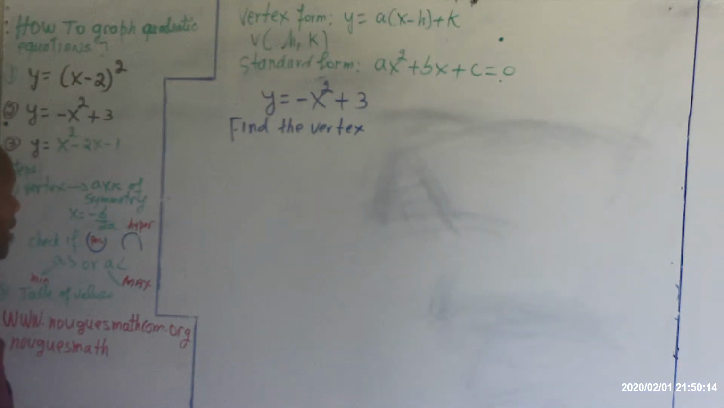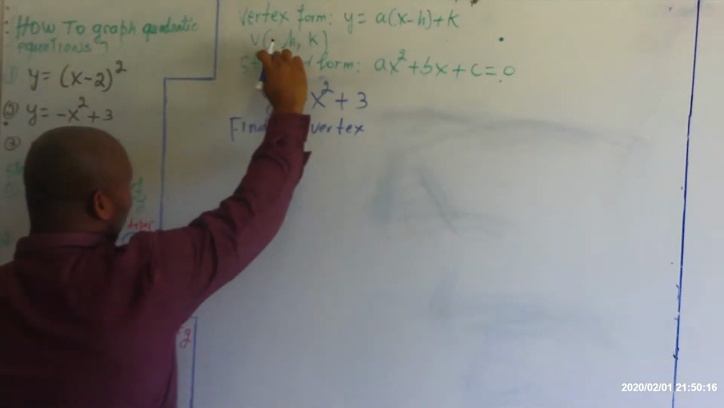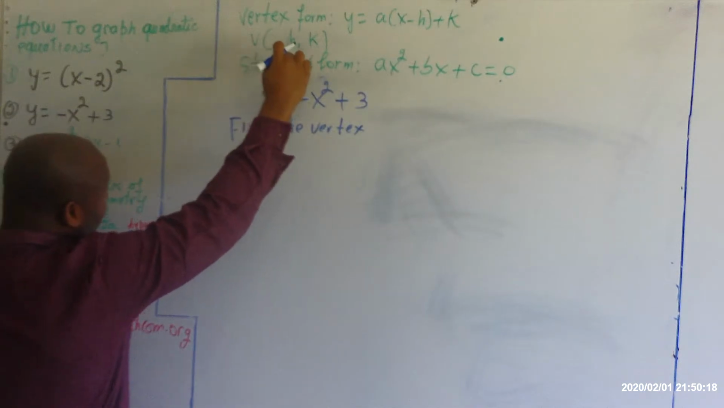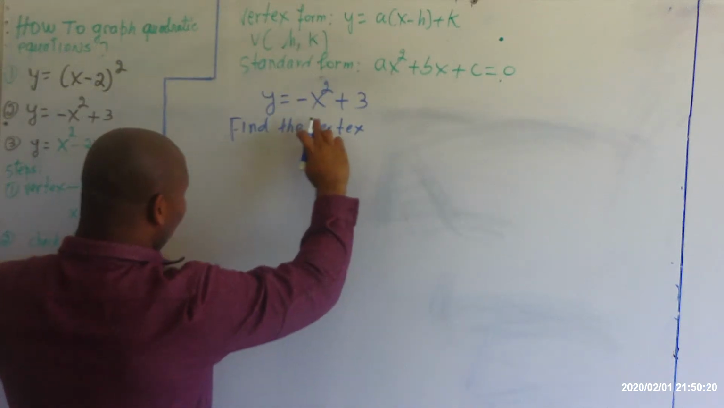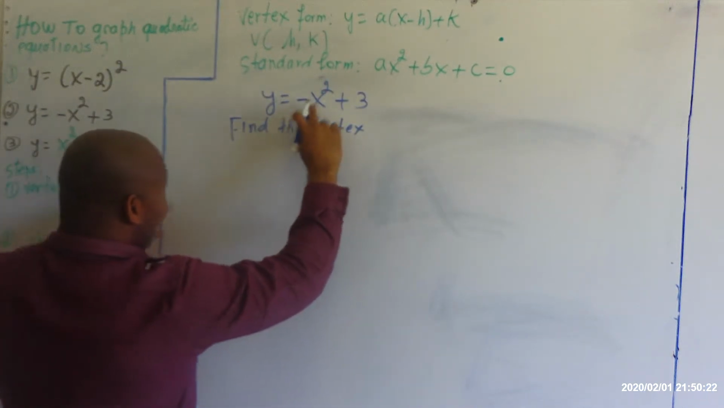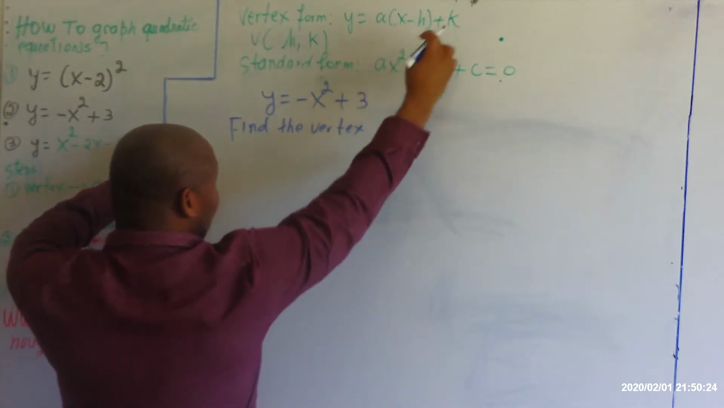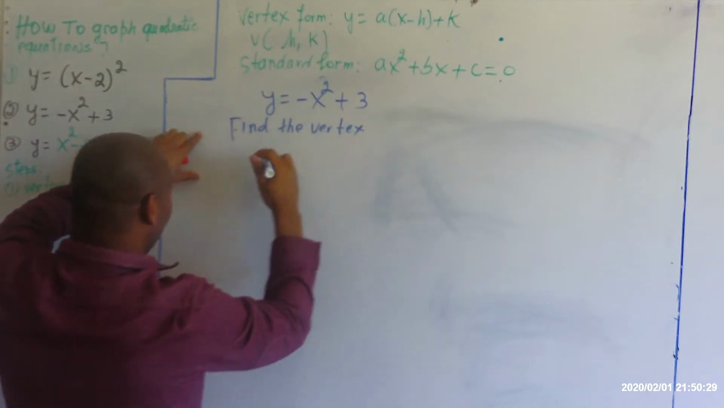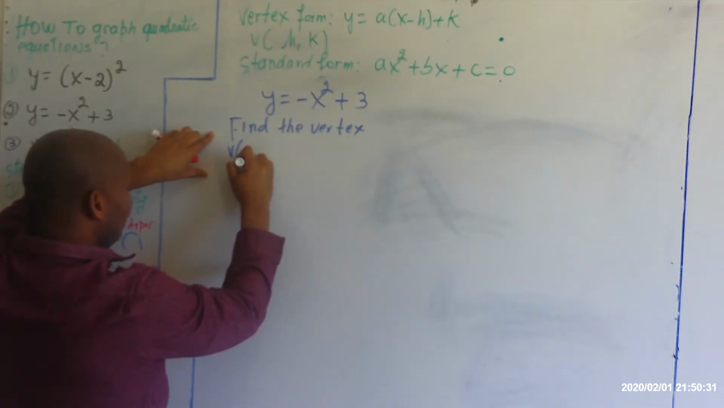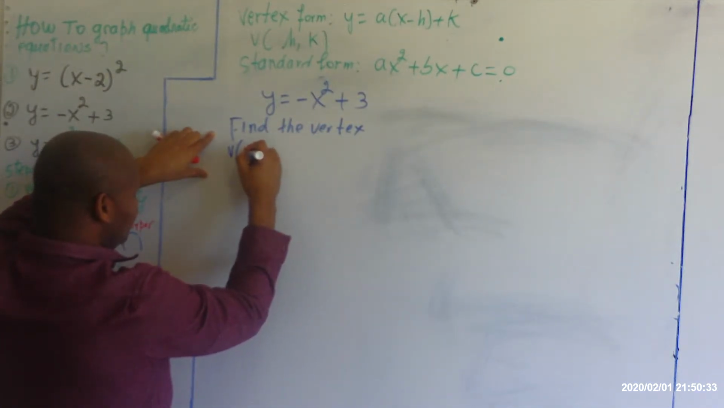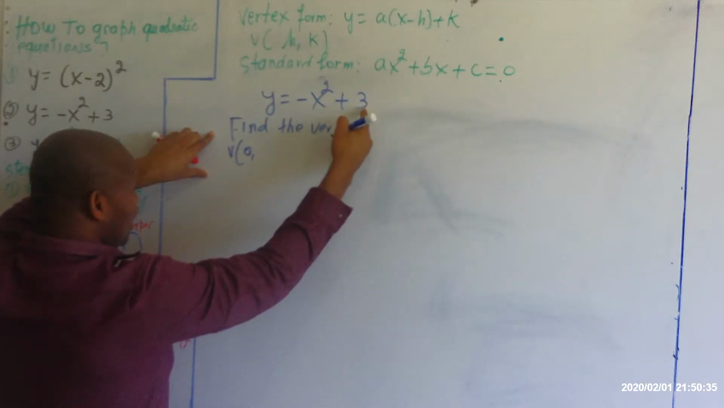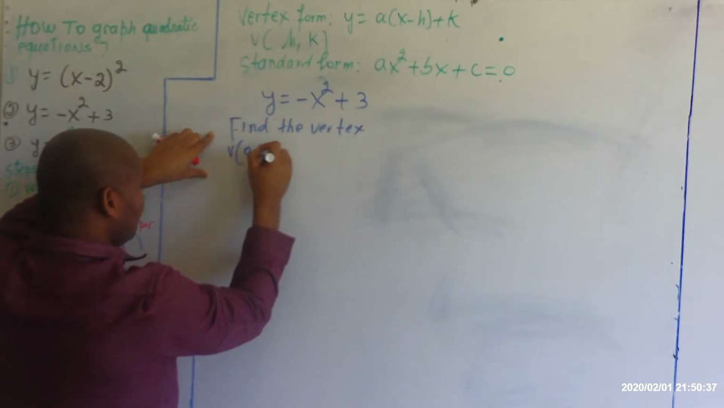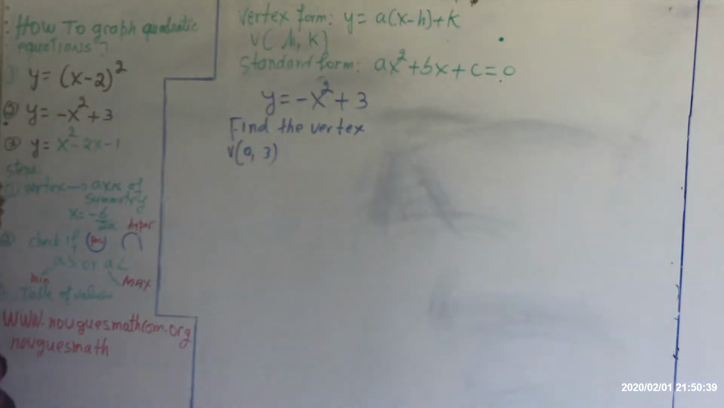To find the vertex, we're going to consider this formula: vertex H and K. When I look at this equation, I see I have K. This is the K right here, but I don't have H. So because I don't have H, it's going to be 0, and this is the K I have. So the vertex is 0, 3.